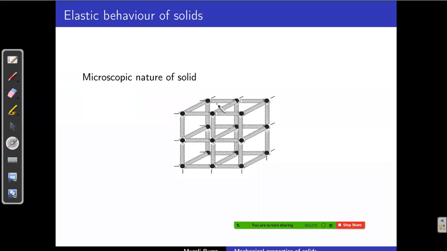So these are the intramolecular forces existing between the atoms, and for better understanding I have taken them like springs. That means if a force is applied, it will go and again come back. That means these intramolecular forces are acting like elastic forces. So what exactly elastic means, we will see.